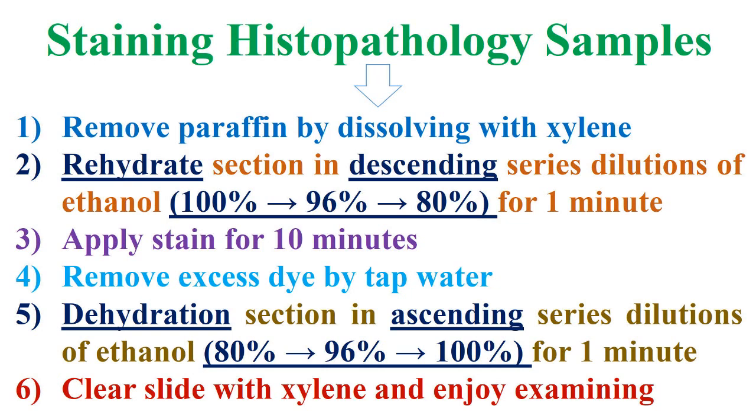3. Apply stain for 10 minutes. 4. Remove excess dye with tap water. 5. Dehydrate the section in an ascending series of dilutions of ethanol, as follows: 80%, 96%, and 100%, for 1 minute. 6. Clear the slide with xylene and enjoy examining with the microscope, as mentioned in the next slides.